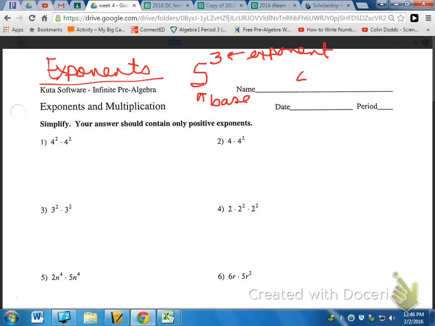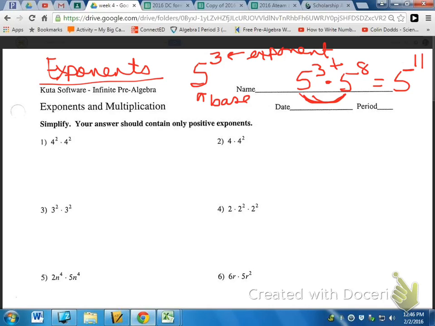If we would take 5 to the 3rd times 5 to the 8th, that base is the same. When the base is the same and you're multiplying, you leave the base, 5, you don't really multiply it out, and you add the exponent. So 3 plus 8 would be 11. So that would really be 5 to the 11th power. And that's kind of what we're doing here.